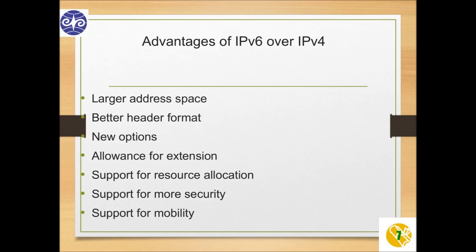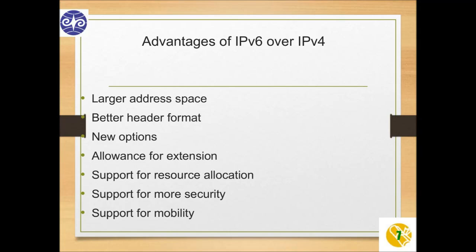Advantages of IPv6 over IPv4: large address space. IPv6 contains a large address space compared to IPv4. IPv4 contains 2 raised to the power 32, but over here 2 raised to the power 128 address space is available. Better header format. The IPv4 header contains a very large number of fields, but the IPv6 header contains very limited fields. There are new options in IPv6.